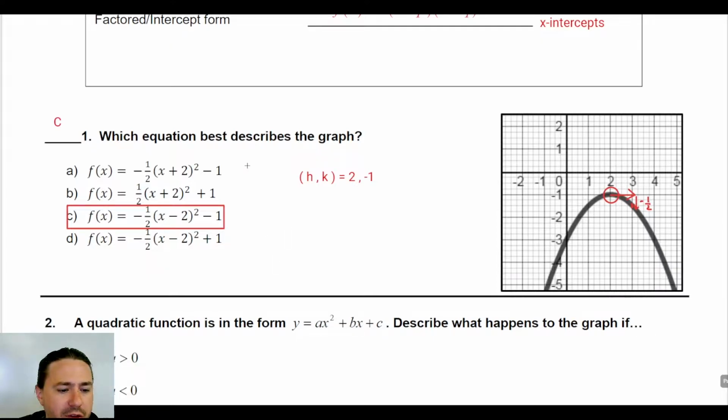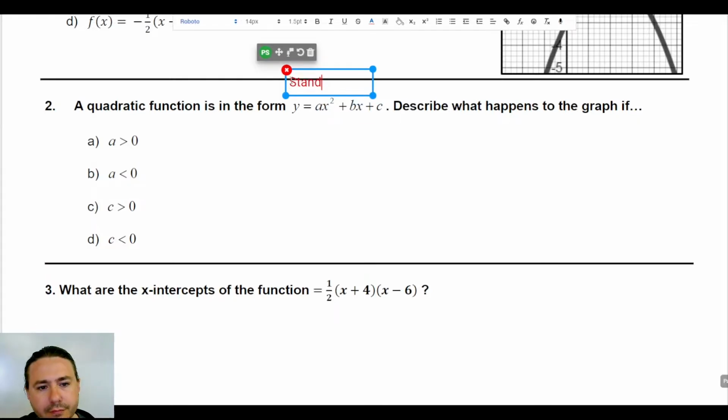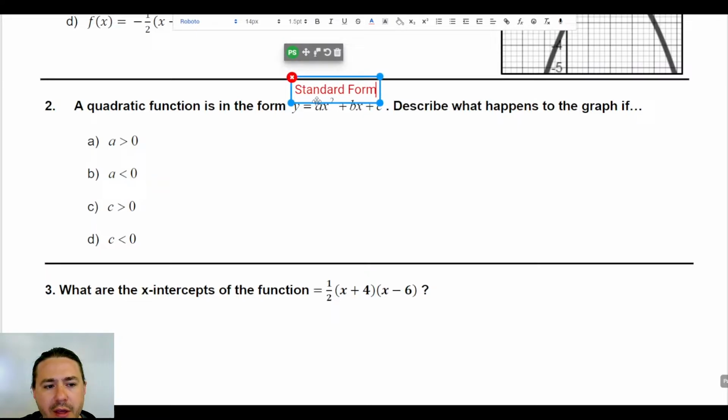So yeah, let's take a look at the next question, another multiple choice item here. A quadratic function is in the form ax squared plus bx plus c. So just as a reminder, this is called standard form. And this is just a very general question about how a affects the graph. And we just really discussed that. So if a is positive, it's going to open up. And if a is negative, it's going to open down. So it's asking for us to describe that.